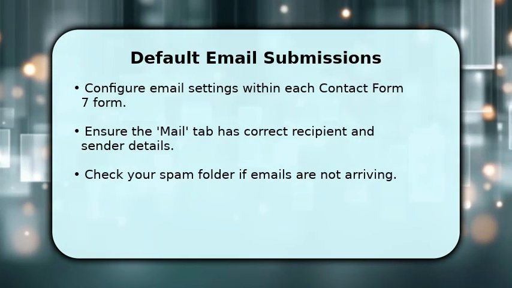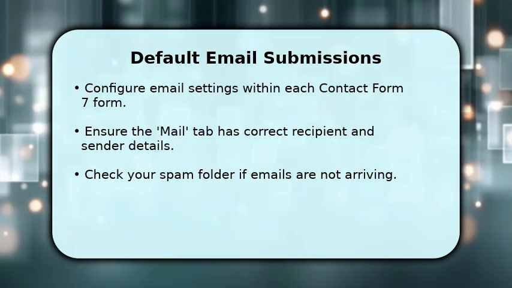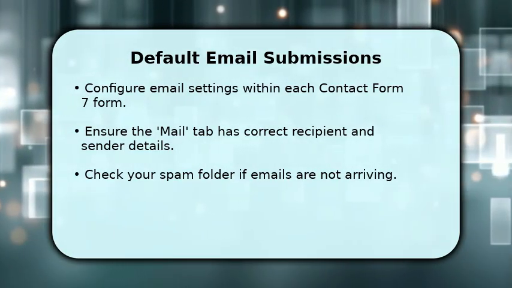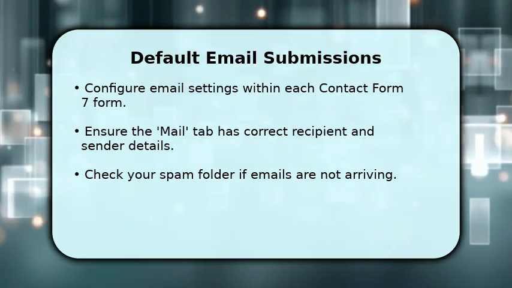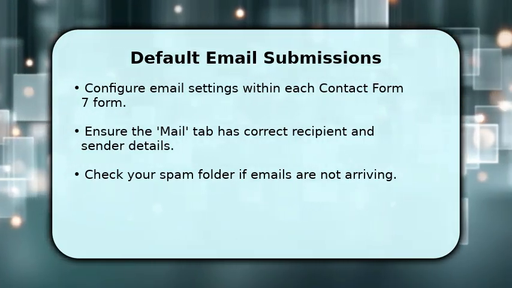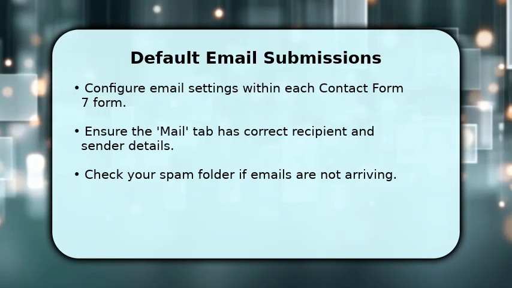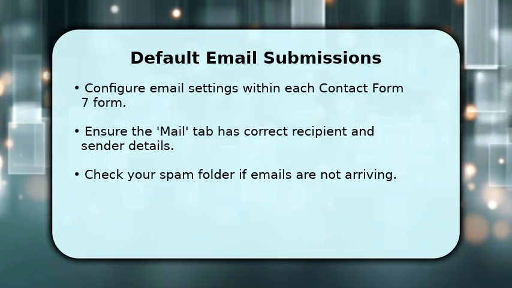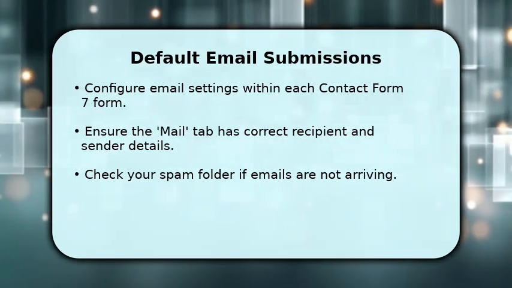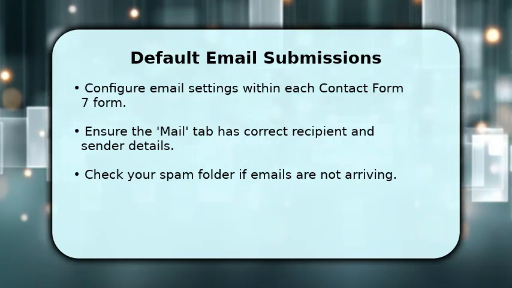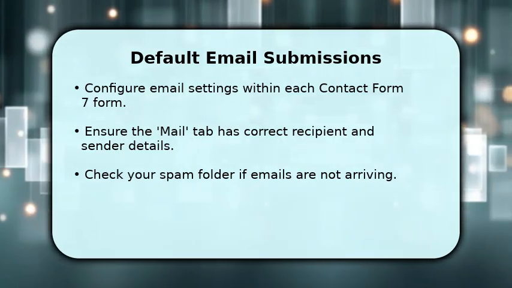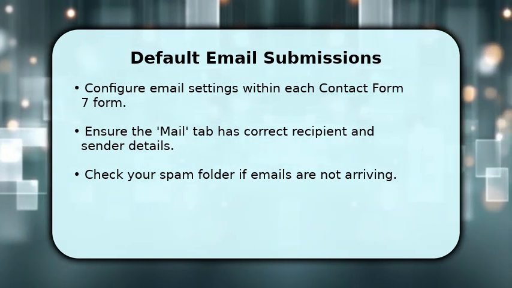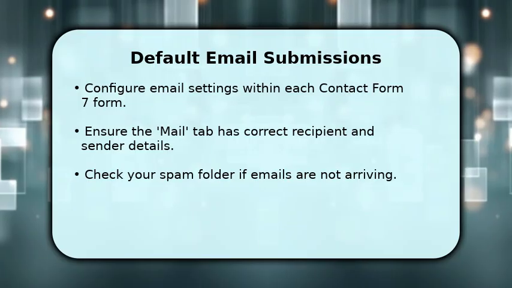The most straightforward way to get your Contact Form 7 data is through its default email notification system. After a user submits a form, the plugin sends an email containing all submitted fields to a specified address. You can customize these email settings for each form by navigating to the Mail tab within the form editor. Double-check your recipient email address and sender details for smooth delivery. If you're not receiving submissions, always remember to check your spam or junk folder, as emails can sometimes be misclassified.